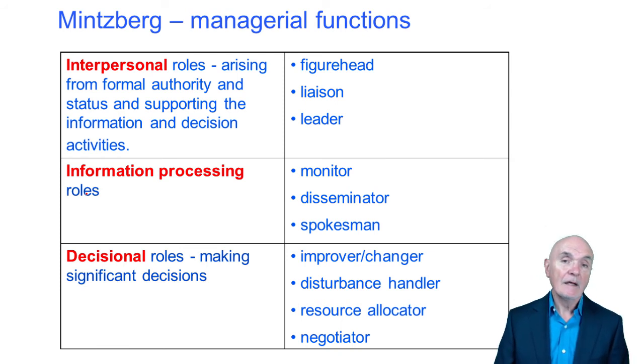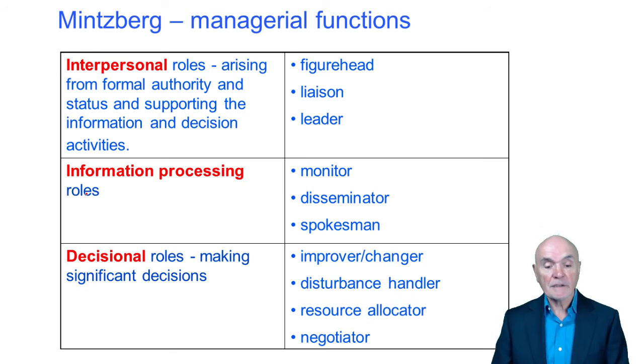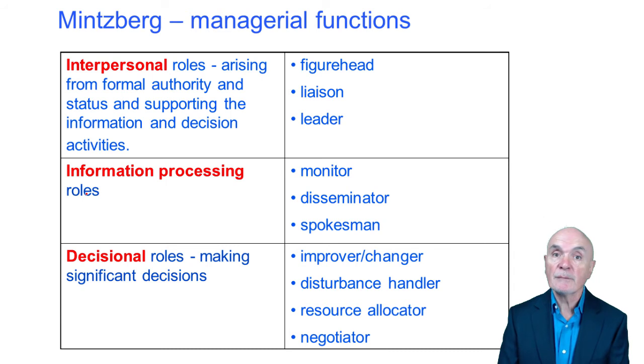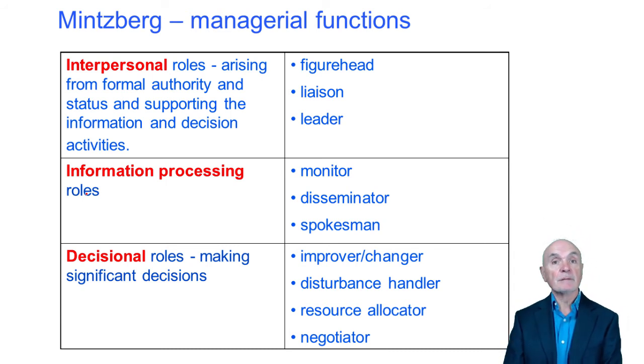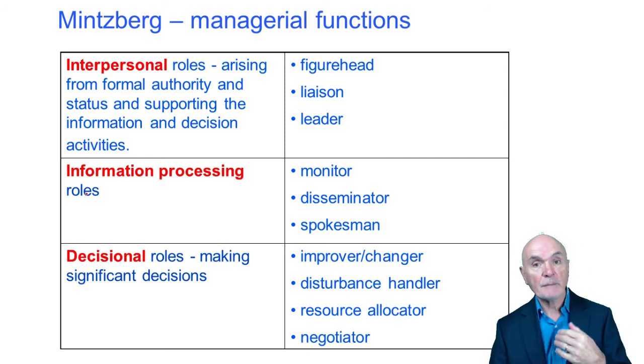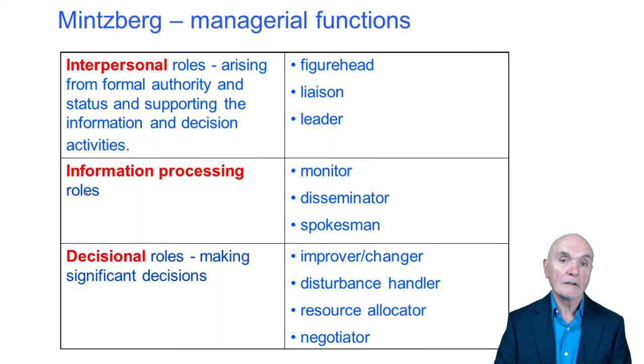Resource allocator, who's going to get the new machine? Who's going to get the training? What's your budget going to be? And then a negotiator, both internal and external, negotiating maybe people's salaries, negotiating people's promotions, but also, of course, negotiating with suppliers and customers and the other departments to get the work done.